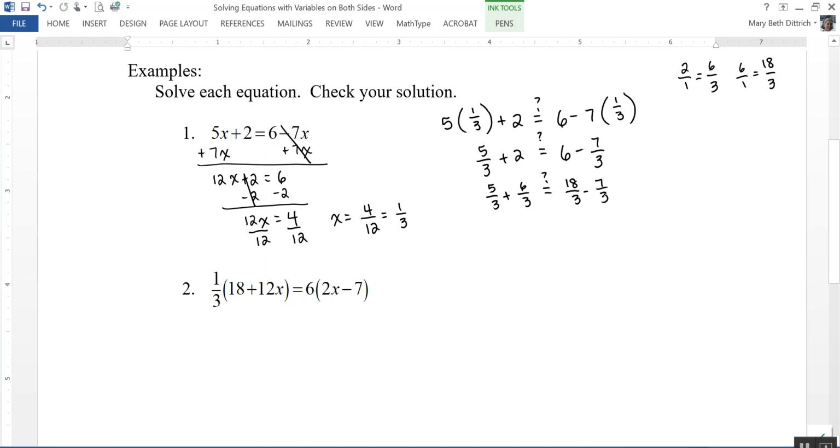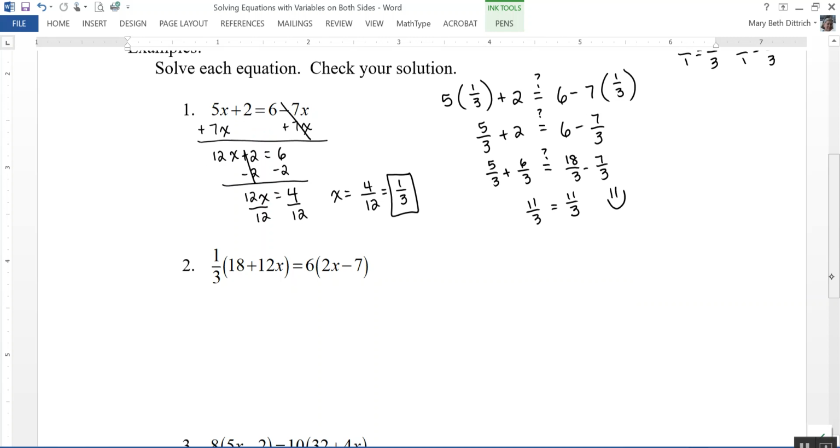Now I can add and subtract my fractions. 5/3 plus 6/3 is 11/3. 18/3 minus 7/3 is 11/3, and good, it does check. So my solution is x equals 1/3.